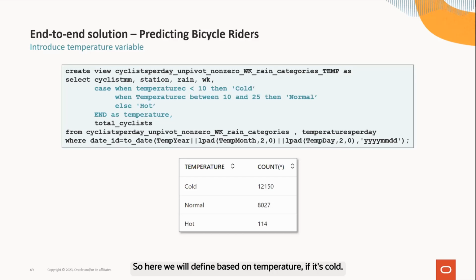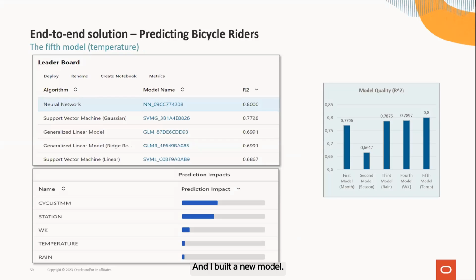So here we will define, based on temperature, if it's cold. The business tells me it's defined in Finland, it's defined cold if the temperature is below 10 Celsius. If it's between 10 and 25, it's considered normal. And please don't laugh. If it's more than 25 in Finland, it's considered hot. So this is how we see weather in Finland. And I should use exactly those business concepts that are valid in Finland. So I will divide my data set based on this. I will categorize it in cold, normal, and hot. And I built a new model.